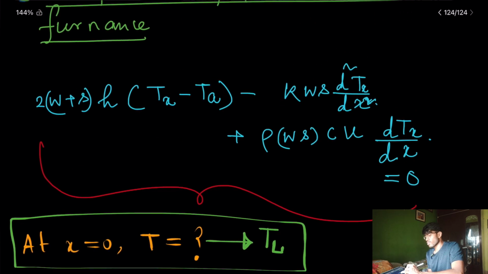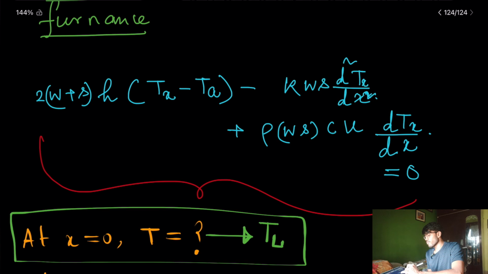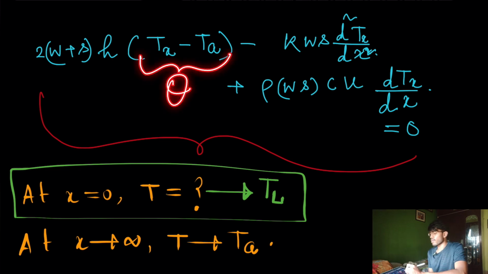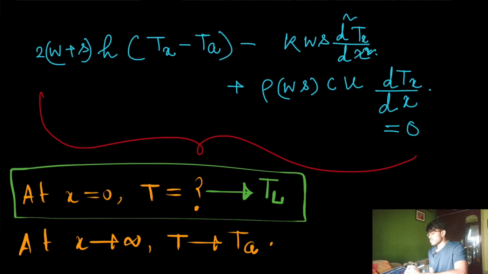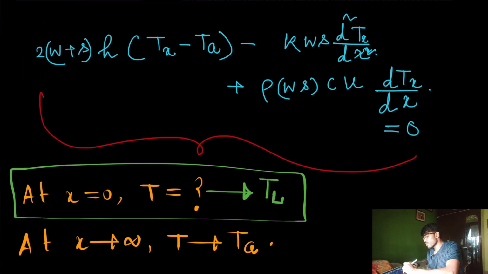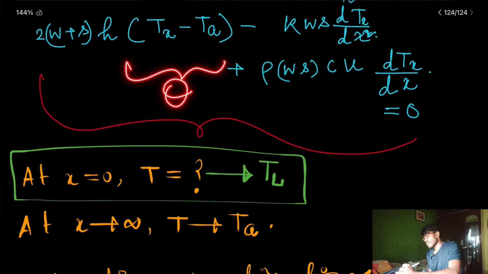Non-dimensionalization. So firstly, you would like to have this as your theta. I think by now you have enough experience to say that. Then you will not have any other constant here, because this equation is not a homogeneous equation, because you have 2 into w plus s into h into minus Ta, and that is a constant. So for the sake of simplicity, you want to make it a homogeneous equation, and you will write theta instead of this.